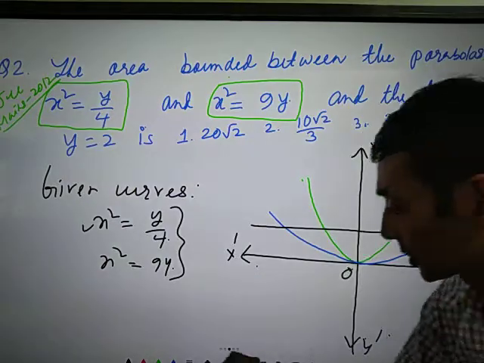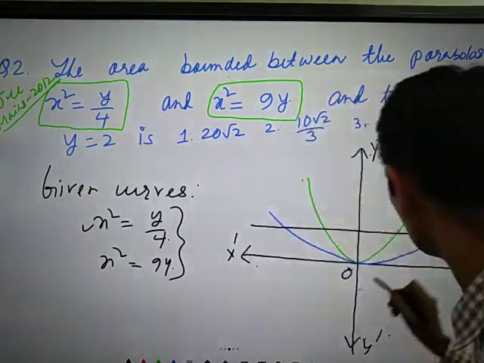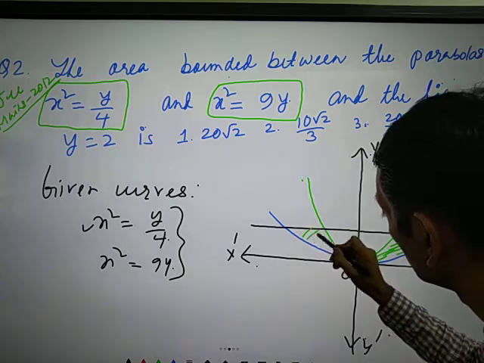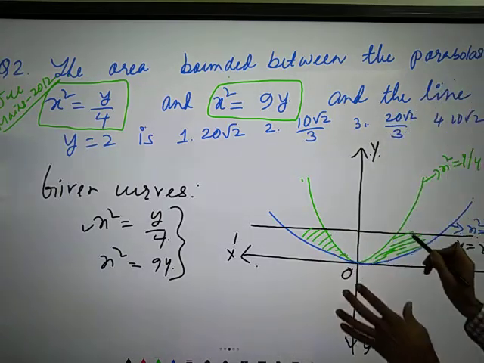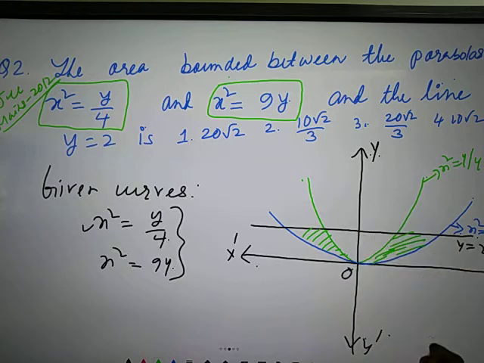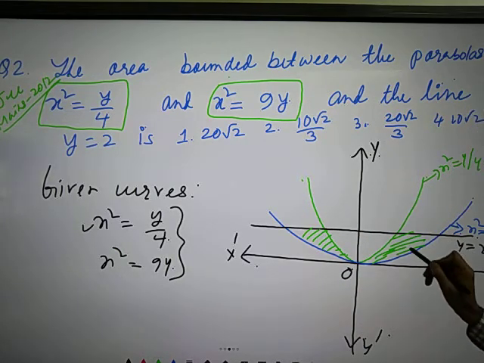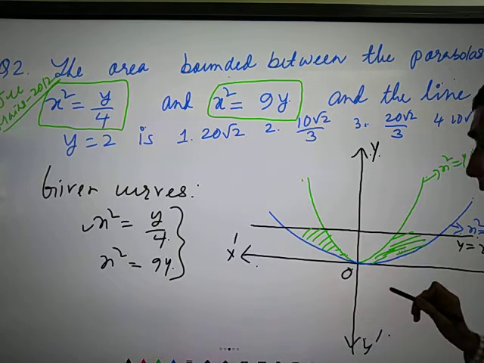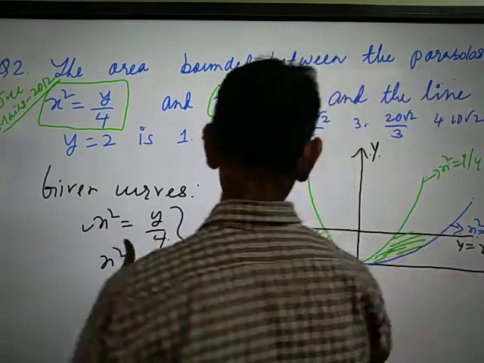So we'll just mark the portions which we need to find out. So we need to find out this portion and this one. Right? And we know that both the shaded areas are symmetrical about this axis, and therefore we'll just try to find out the area in the first quadrant, and then we'll multiply by 2.